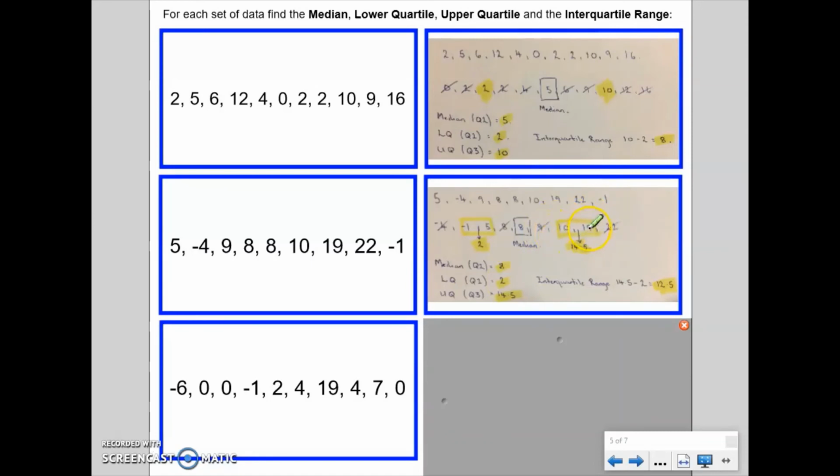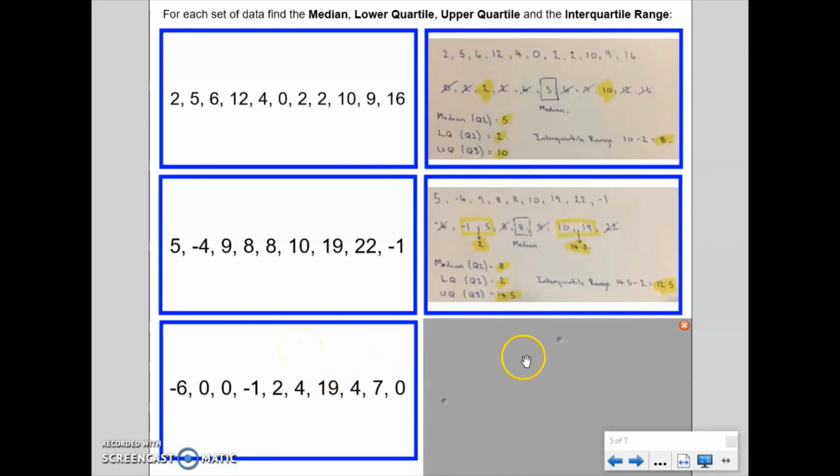To the right-hand side of the median, I am also left with 2 bits of data in the center, 10 and 19. I add them together to get 29, divide by 2 to get Q3, my upper quartile of 14.5. Then I take 14.5, subtract 2 to give me an interquartile range of 12.5. So the median was a true middle value, so that was itself separated from the next step, working out lower quartile and upper quartile.